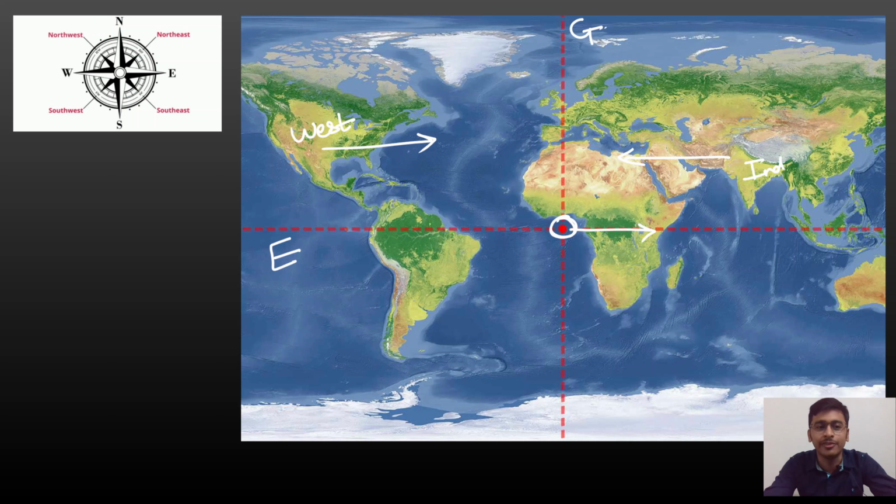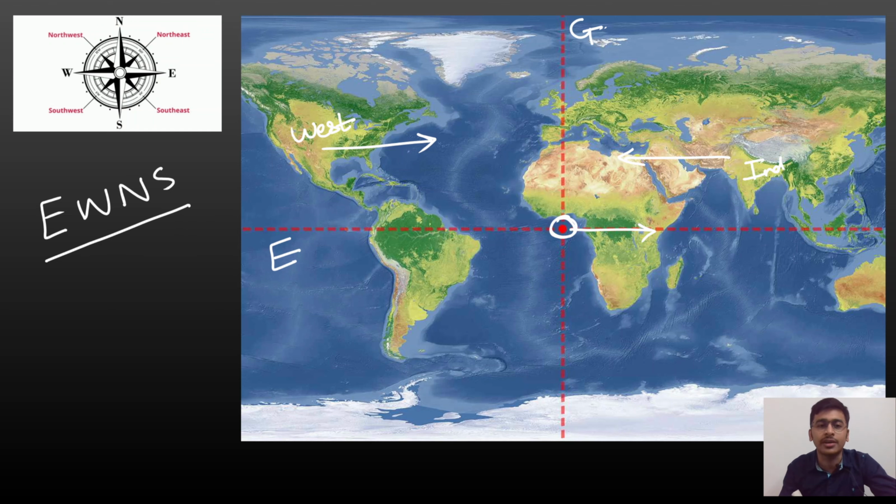Okay, if it's not clear, we'll just understand it in a more detailed manner. So what I'm trying to say basically is east, west, north, south. These are our cardinal directions. But the point is east, west, north, south are not sufficient to tell directions of lots of things.